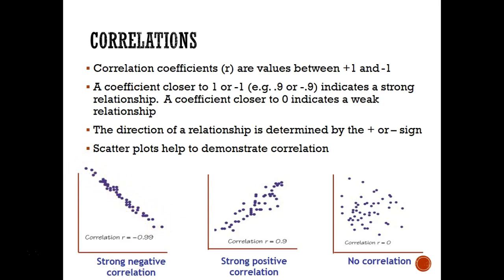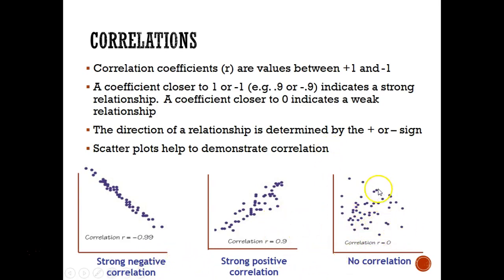And we describe these things with a correlation coefficient, and it's simply a number that is somewhere between positive 1 and negative 1. So the closer to 1 or negative 1 that you are, the stronger the relationship is. And the direction of this relationship is going to be determined by a plus or a minus sign. If you're close to 0, then the correlation's pretty weak.